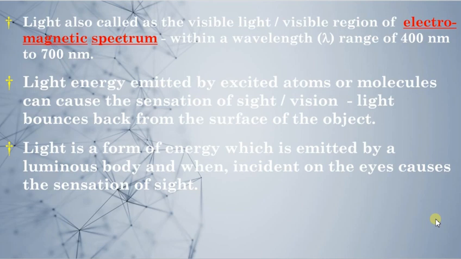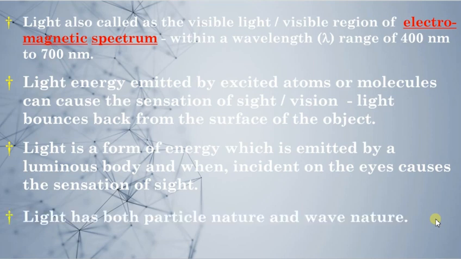Here you are going to see certain new words like luminous and incident. So what are these things? We'll be learning them in the coming session. Next, light has a dual nature: it has both a particle nature, that is, a ray nature, and also a wave nature.